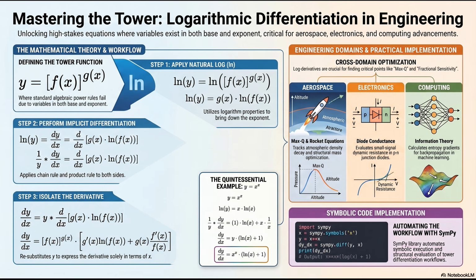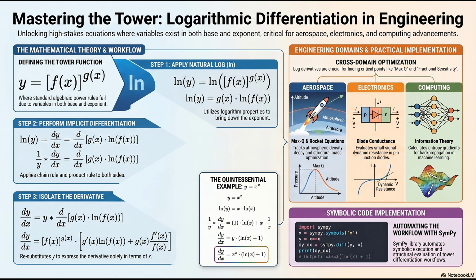Because the base is anchored. Exactly. The base is anchored. And it works the other way around, too. If your base is the moving variable, but your exponent is a constant number like x squared, you just use the basic power rule. Right. Again, something is anchored. You have a constant somewhere.